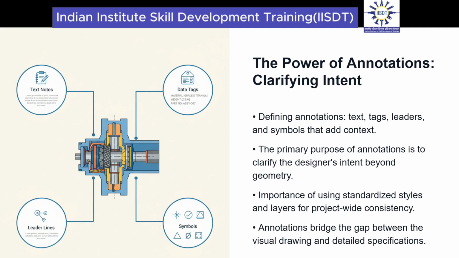The key to effective annotation is standardization. By establishing and using consistent text styles, dimension styles, and symbols, and organizing them on dedicated layers, we create a clear, unambiguous visual language. This ensures that anyone on the project team, regardless of when they join, can immediately understand the information presented. In a sense, annotations transform a drawing from a mere collection of lines and shapes into a comprehensive document that clearly and concisely communicates intent.